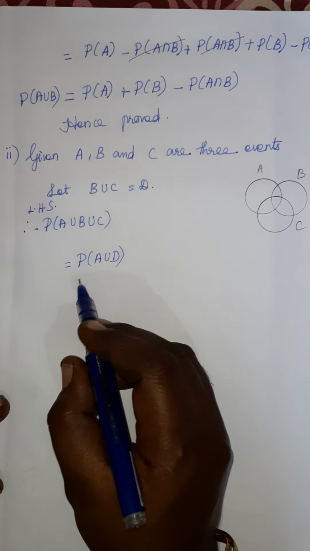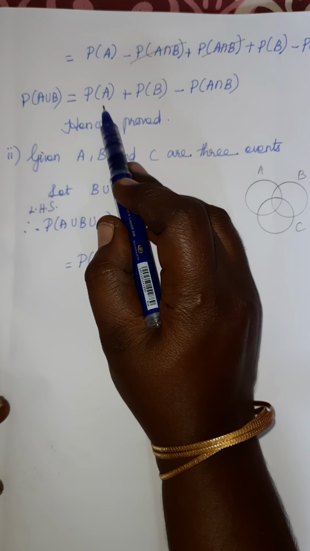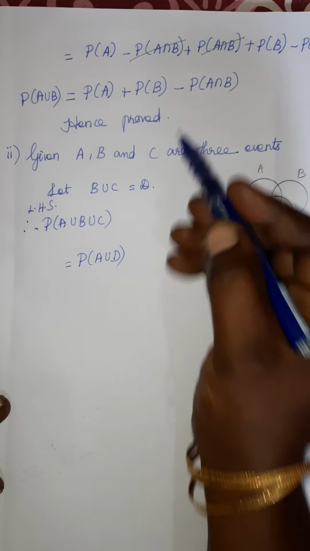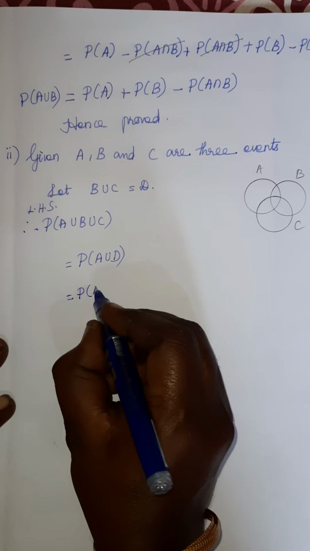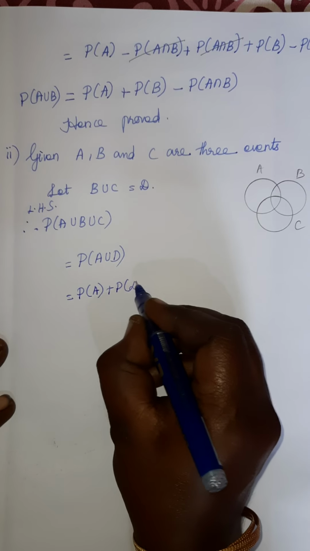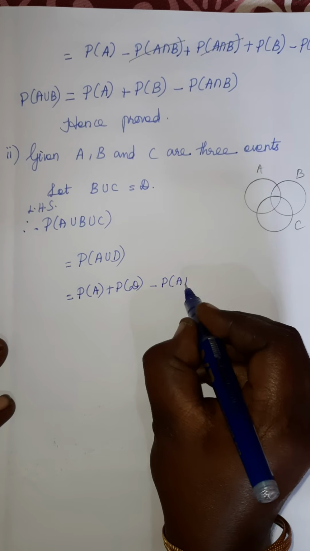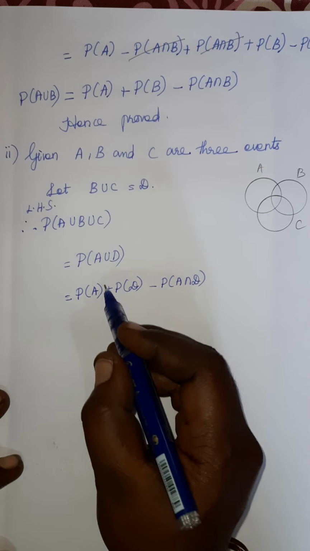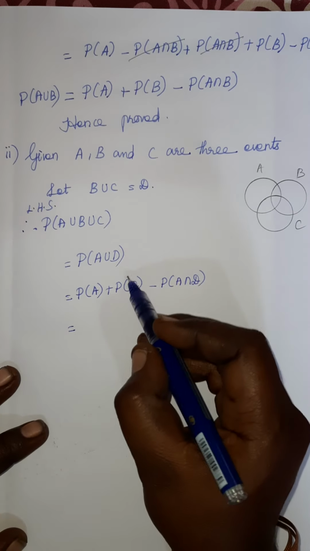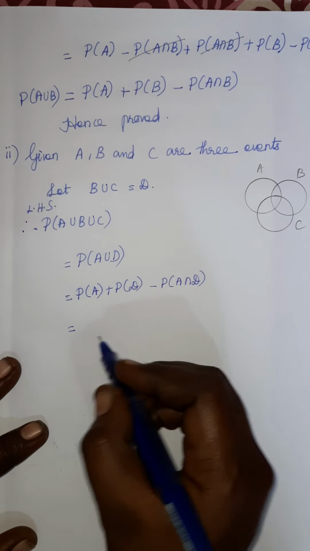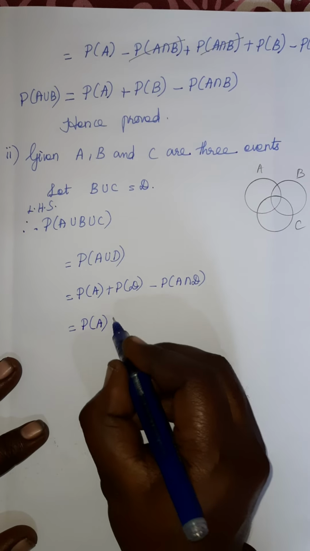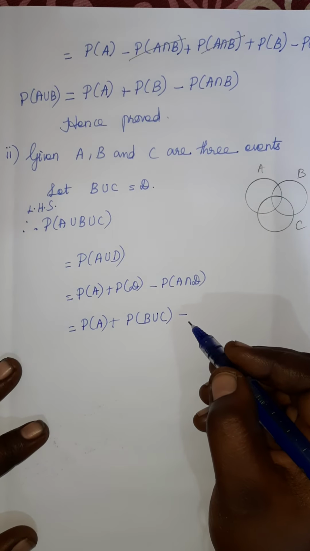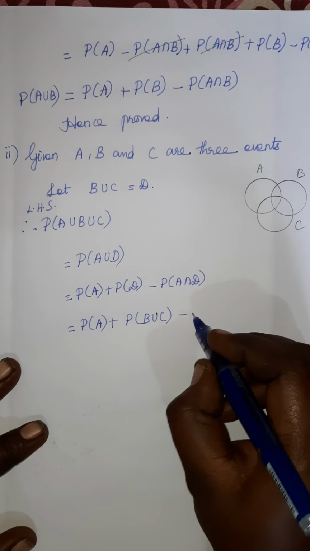So with these two, how can we do it? Like the first part of this theorem, if you have two sets, you can write their probabilities separately and subtract the intersection. The same way here: P of A plus P of D minus P of A intersection D. Are you clear? Now, what is the D value? It is B union C. So in place of D, you can write B union C. So probability of A plus probability of B union C minus probability of A intersection B union C.